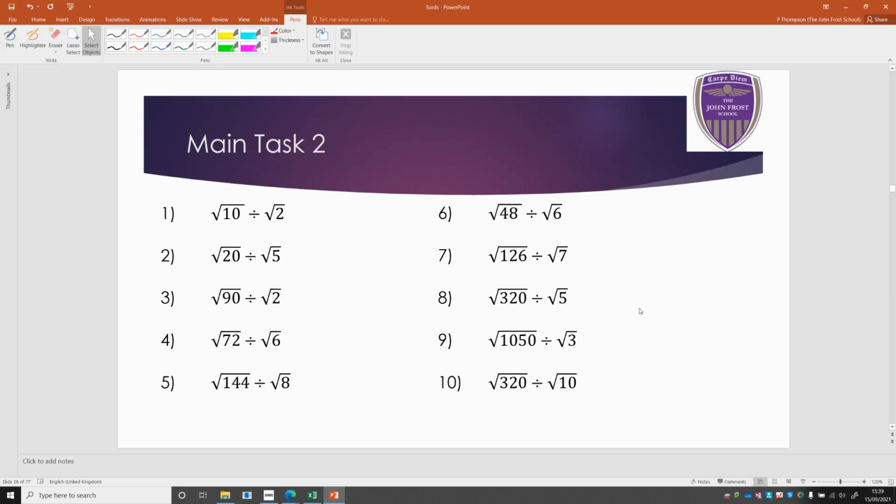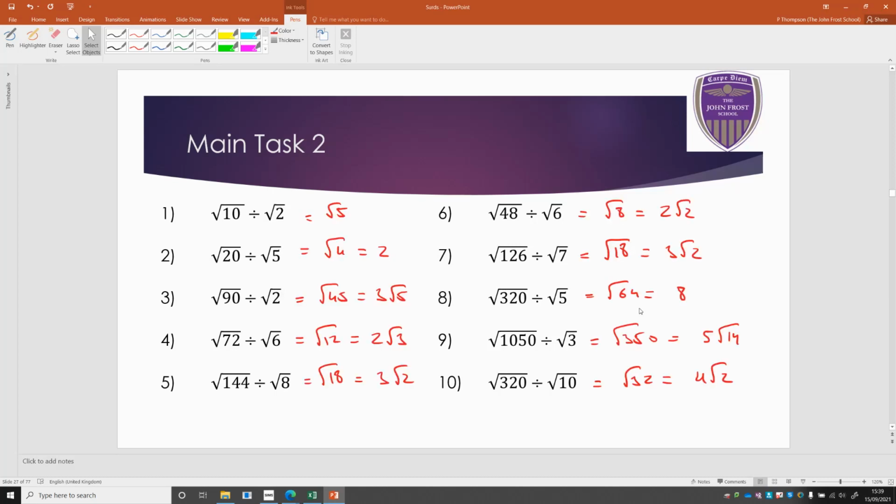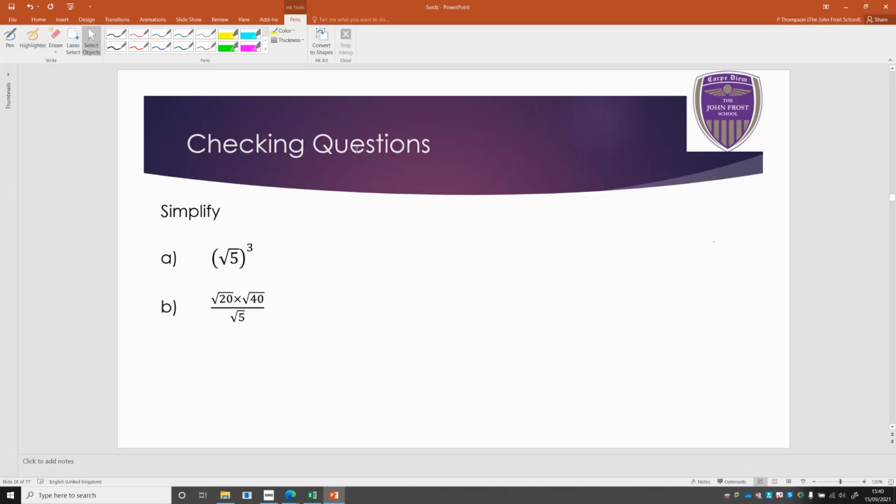Okay, welcome back. So here are the answers for this one. I think the hardest one here was number 9. Again, for number 9, I spotted it was in the 25 times table again. Very, very handy. Okay. And here are the checking questions. So pause the video, have a go, come back when you're ready.